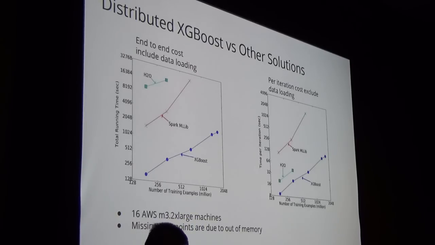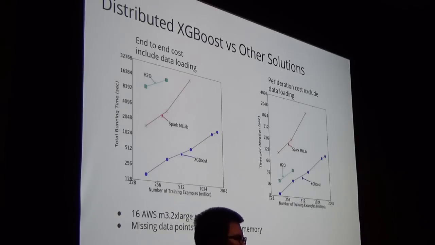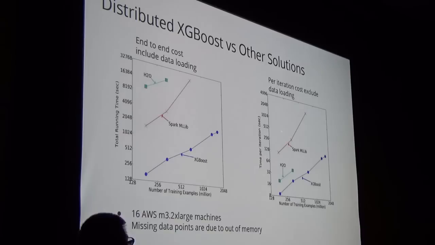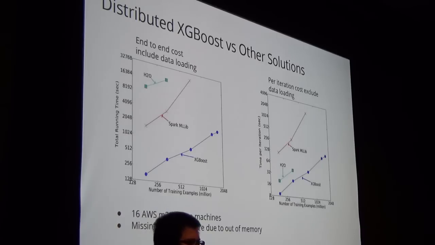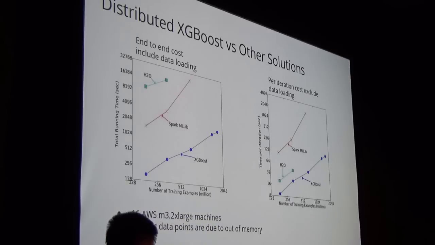So in the distributed setting, you can find, again, this is a log scale plot, so a difference actually means a lot. On the left side is the end-to-end cost of building 10 trees, including loading the data from a distributed file system. This is an AWS environment, so we are loading from S3. On the right side is the per-iteration cost, which excludes the data loading cost.